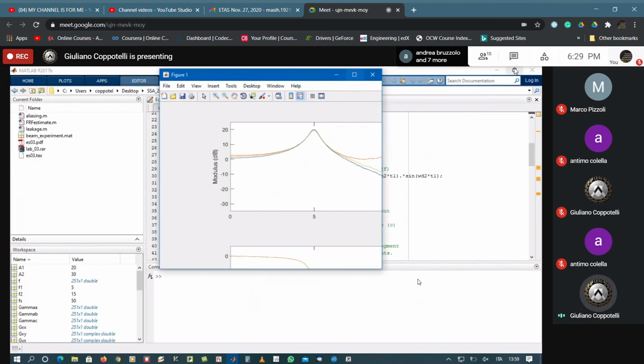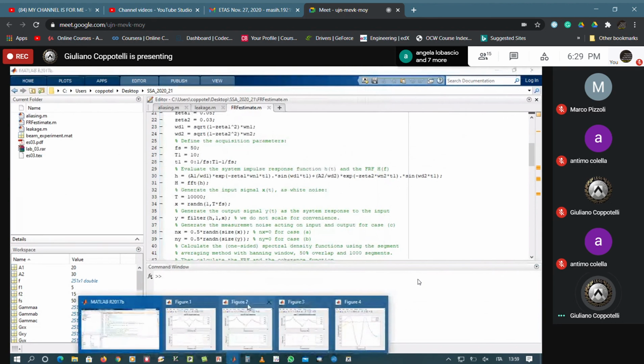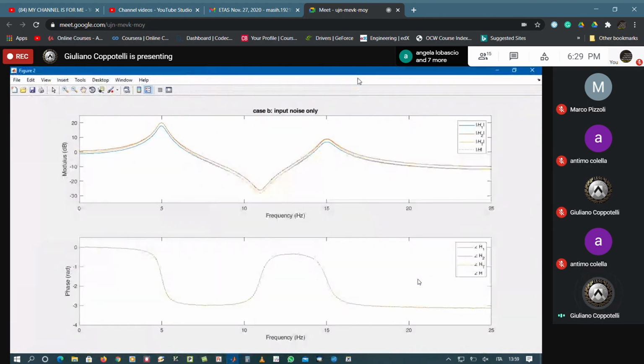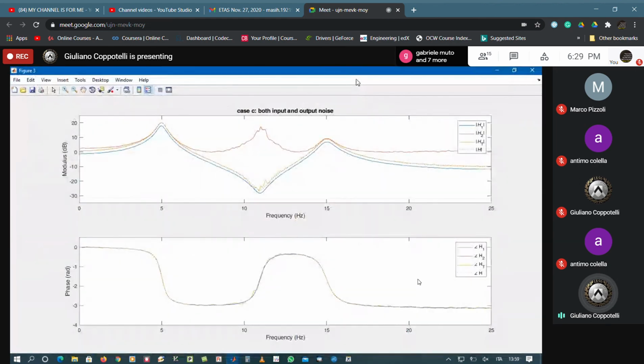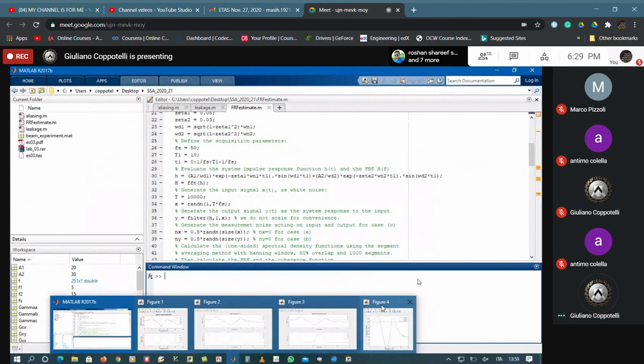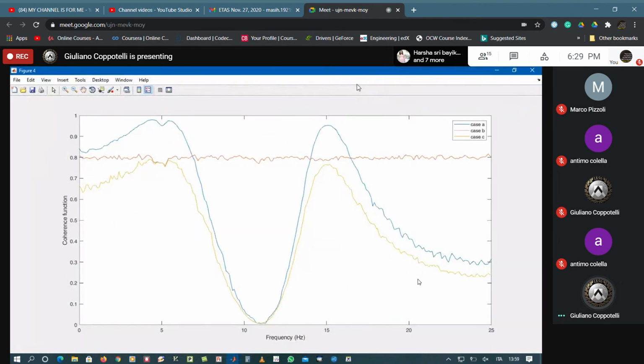The second picture refers to the input noise only, and we still have a comparison between H1, H2, and HT. Then we have option number 3: both noises, at both the input and output stages, and once again the comparison between each one. Finally, the last plot is an evaluation of the coherence function. As you can see, it is quite high, but not that high, and that is the effect of noise, which reduces the coherence function dramatically, especially in cases C and A.